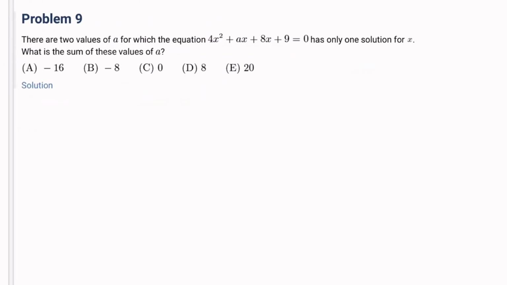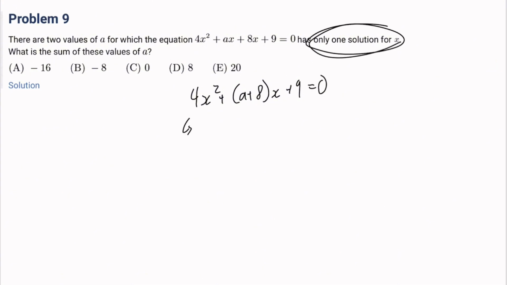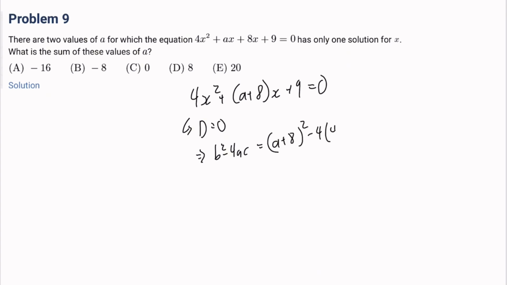It's D. Number 9, there are two values of A for which the equation 4x squared plus ax plus 8x plus 9 equals 0 has only one solution for x. What is the sum of these values of A? Okay, so if we just combine that gives us 4x squared plus (a plus 8)x plus 9 equals 0. And since it has only one solution, that means the discriminant equals 0. So b squared minus 4ac, that is (a plus 8) squared minus 4 times 4 times 9 is equal to 0, right?